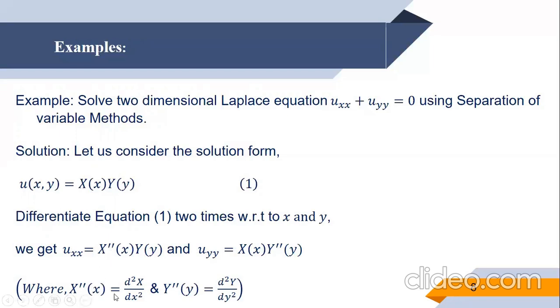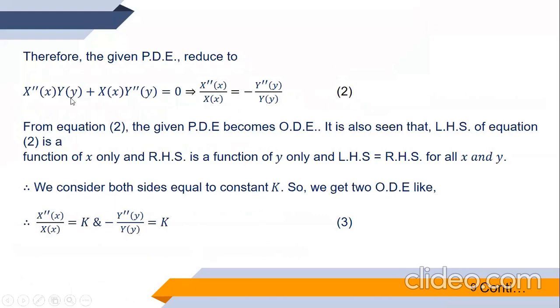Here X'' is obviously a second order ODE, and Y'' is a second order ODE. Now we substitute u_xx and u_yy into the given equation 1. Then equation 1 is reduced to X''Y + XY'' = 0. Now we separate both, so X''/X = -Y''/Y.